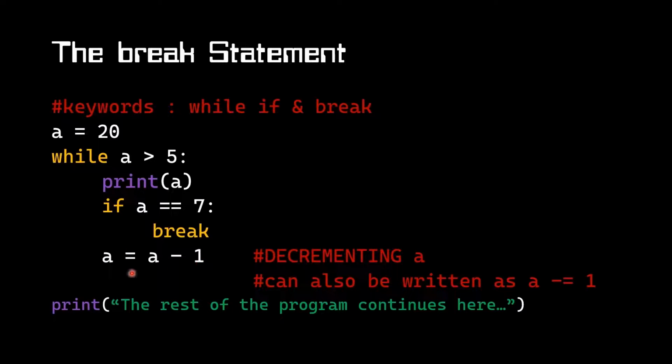Then we continue with the decrementing of a. So decrement means we are reducing a. Decrementing is basically just the opposite of incrementing. So in this case, we're decrementing by 1. After this program or block of code ends, we have the output. The rest of the program continues here. So basically, this is to show you that even after the while loop is terminated, it does not mean the program is terminated. It'll just continue after that. So let's test out this program in our IDLE shell and see how it works.